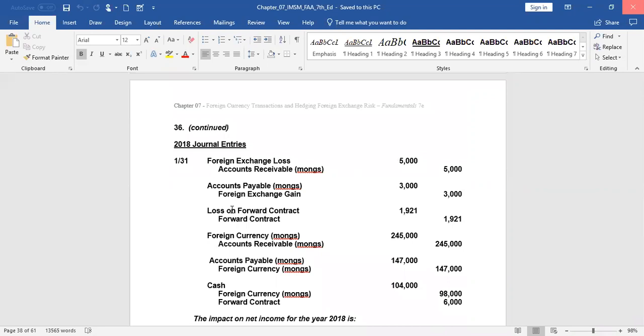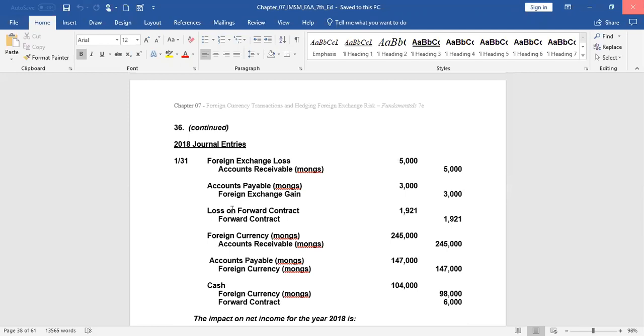So overall, we have 200,000 mongs. What we are debiting and crediting for is the value that we currently have in those accounts, what value they have in US dollars as of January 31st. And if we never bought this or signed this forward contract, that's what we get, 245, and we'd have to pay 147. We'd only receive a net of 98,000.